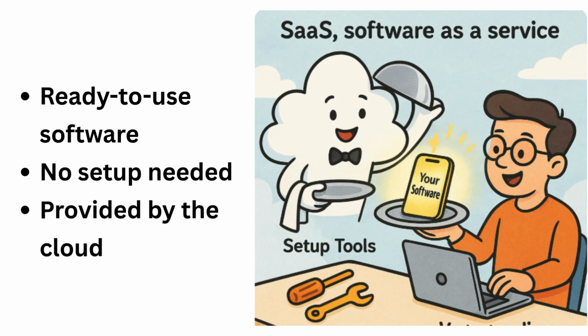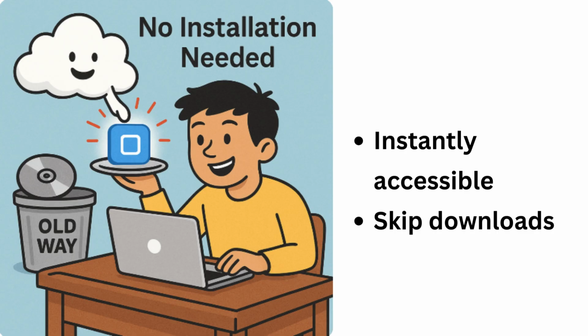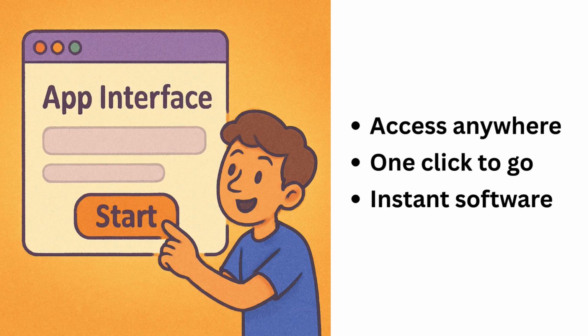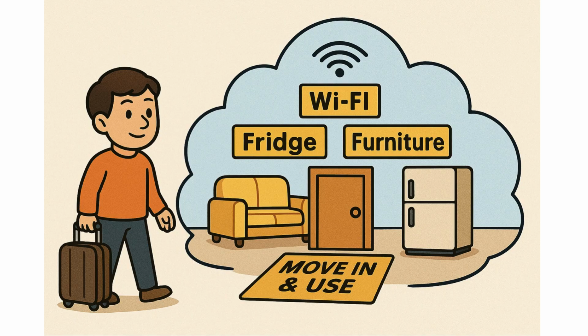What is SaaS? SaaS, software as a service, is a ready-to-use software provided by a cloud provider. You don't install anything. You don't manage infrastructure, runtime, or databases. You just open your browser or app and use the software. It's like renting a fully furnished house, move in and start living.